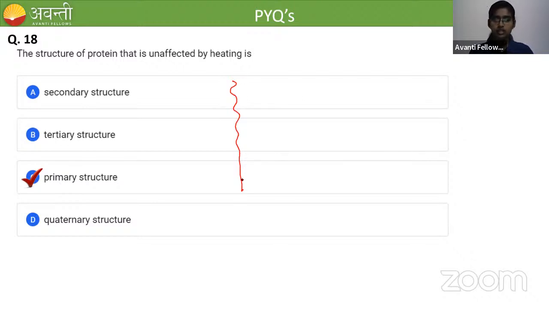So it remains intact. But in case of secondary and tertiary, the hydrogen bonding I was discussing, those hydrogen bonds and the van der Waals forces will be there in the tertiary structure, and sulfide linkages are there. Electrostatic forces of attraction are there. So these types of forces and linkages are present in secondary, tertiary, and quaternary structures. So they get disturbed on heating to high temperature. They get broken down, but the primary structure is not affected as it doesn't contain any types of interactions. Got it?